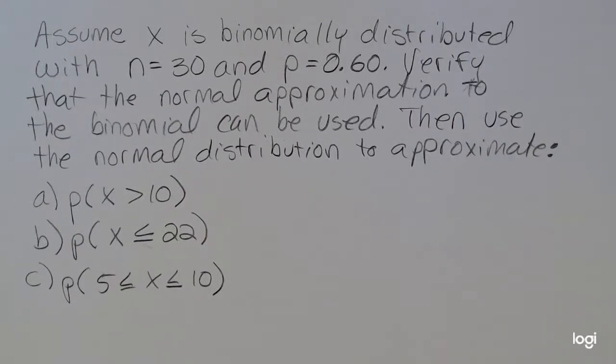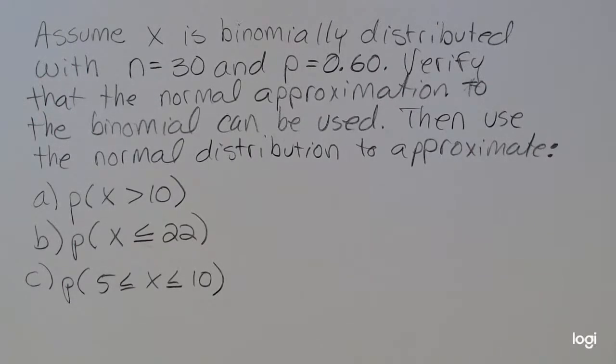In this example, I would like to find probabilities for a binomial distribution after verifying that the normal approximation to the binomial can be used, and then I'm going to use the normal distribution to find those probabilities. Now I could easily find these probabilities using technology for the binomial case, but covering the normal approximation to the binomial is important because in future examples it'll provide justification for confidence intervals for proportion and hypothesis test for proportion.